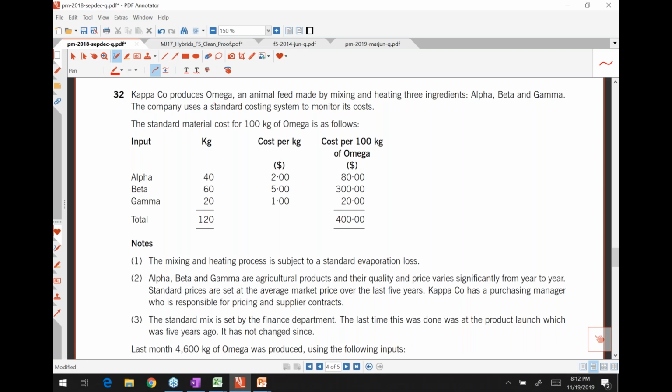K company produces omega, an animal feed made by mixing and heating three ingredients. So there are three ingredients used: one is alpha, one is beta, and one is gamma.